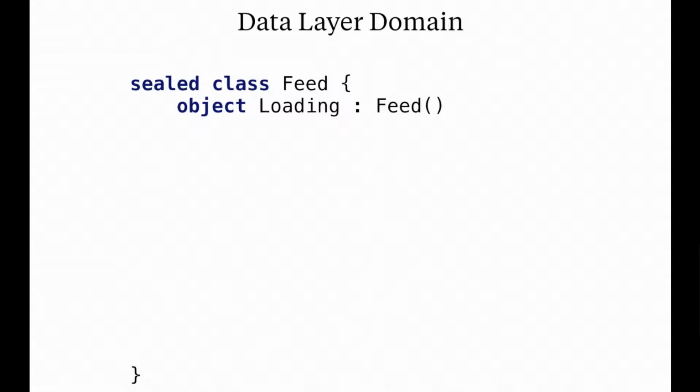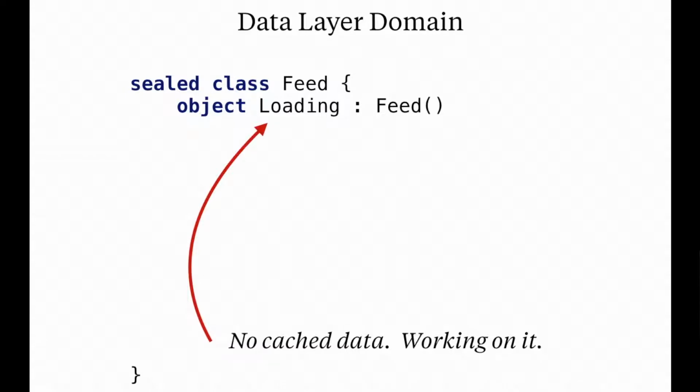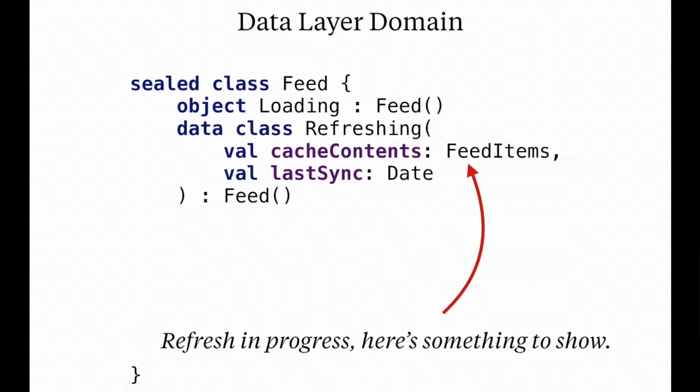There's a loading object. It doesn't have a payload. There's nothing in the cache, but it tells your upper layers of your application, I'm working on it. Next, you've got something in the cache, and you're actively refreshing. So this might be a way to emit an object that says, I'm working on it, but in the meantime, here's some stale-ish data that you can paint the screen with. Maybe you show a little loading indicator in the top right-hand corner of the screen.